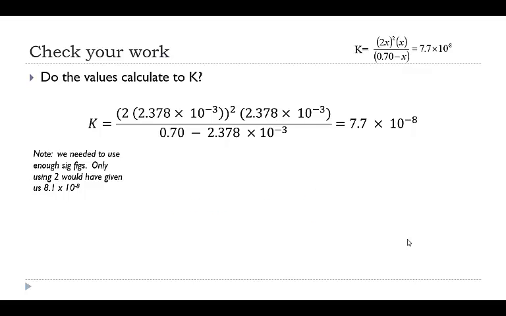Alright, so we have done it. Hooray! Go celebrate!